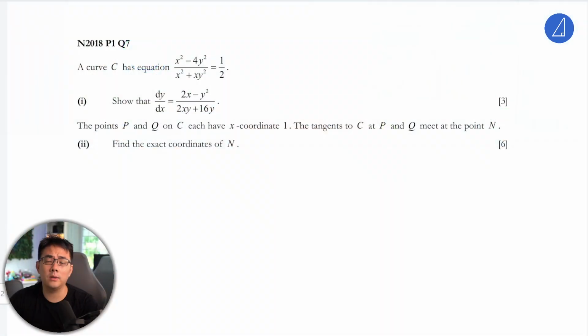Hi students, let's look at this question here which was taken from the year 2018, the A-level H2 math paper. Paper 1, question 7. Let's see how we can do this professionally. This question is on applications of differentiation.